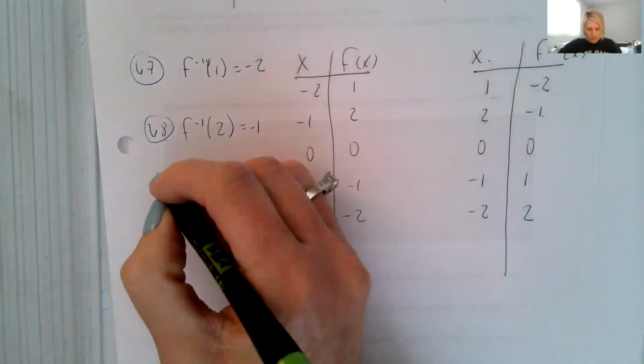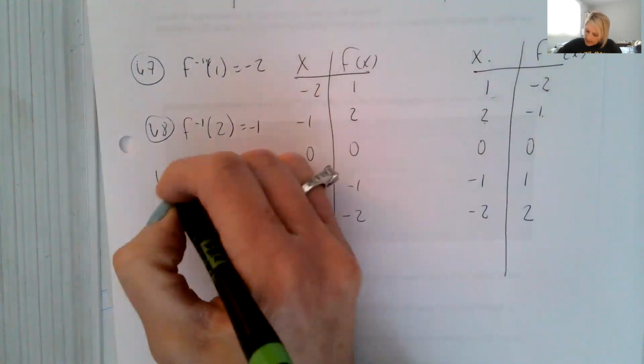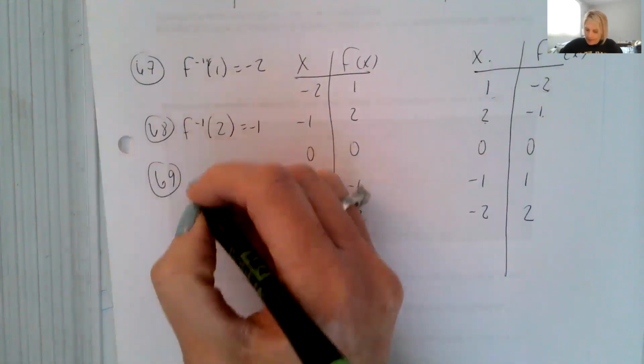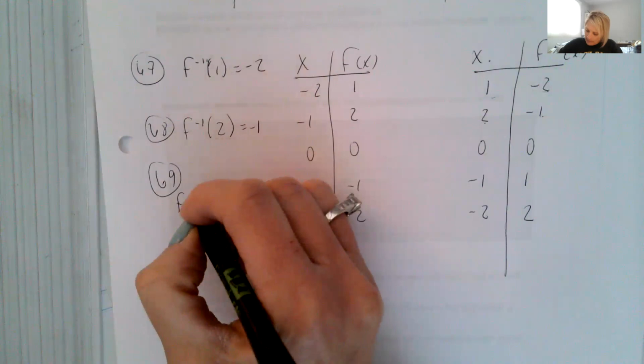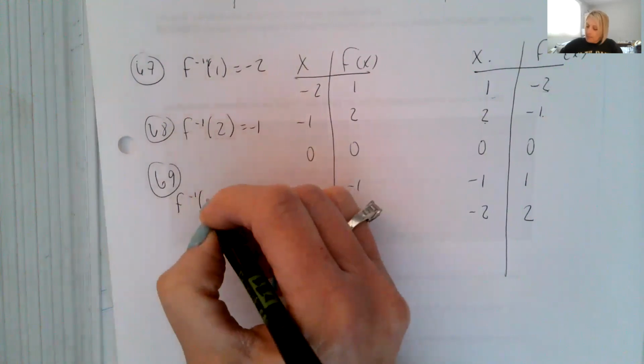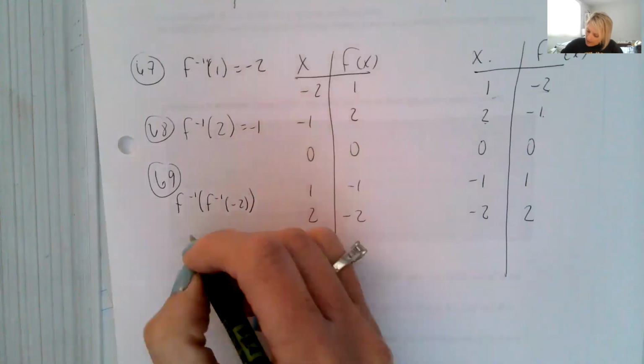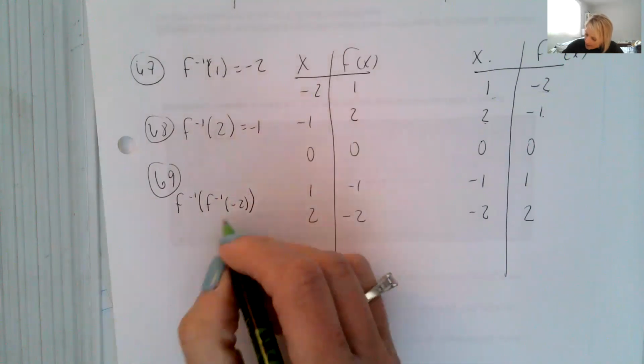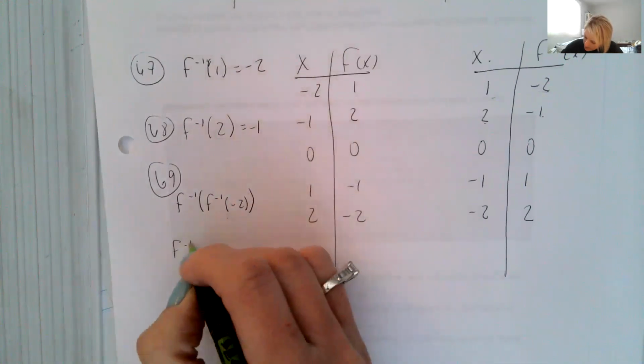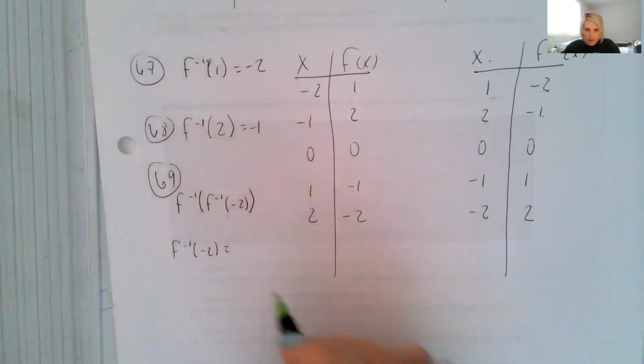You're going to do number 70. So we're going to do 69 together. 69 is trickier. It's the inverse function of the inverse function of a -2. So we first have to find the inverse function at a -2.